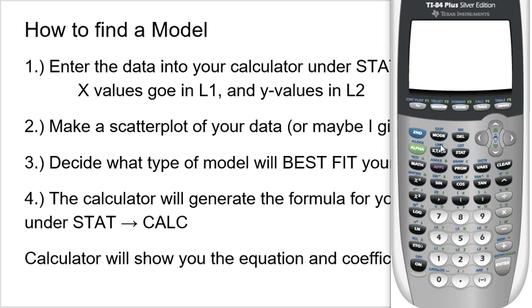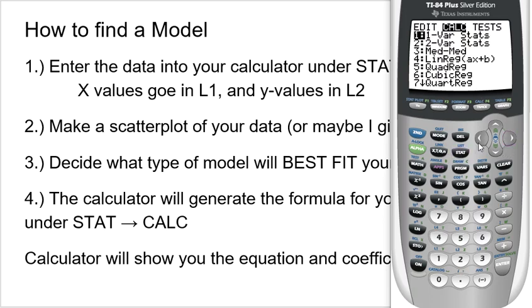Now, to actually get the different models, you're going to hit Stat, slide over to Calc in the middle, which stands for Calculate. And this is where we have all the different models. So number 4 is our linear model, AX plus B. Number 5 is the quadratic model. 6 is cubic. 7 is quartic. 8 is another version of a linear model, but notice they put the X with the B. So most kids don't use that, but most kids are going to go with number 4.